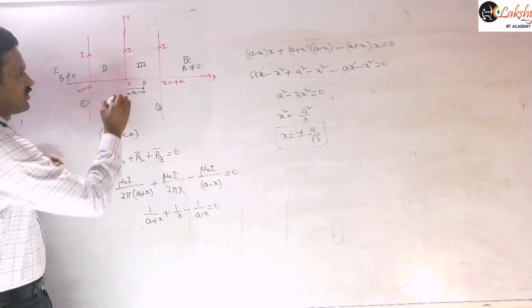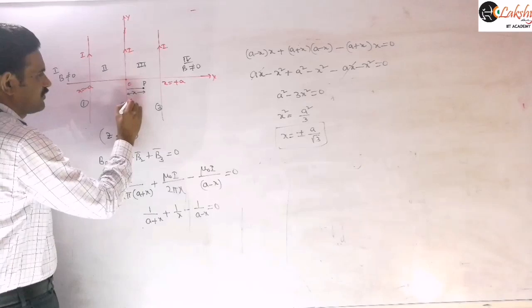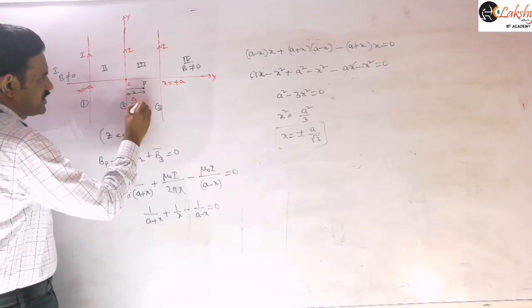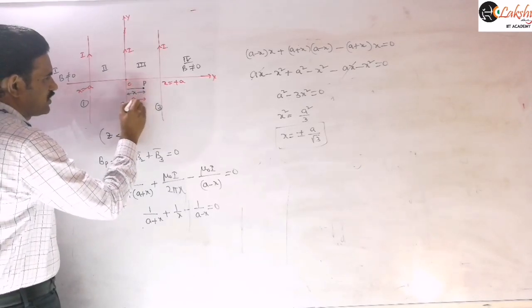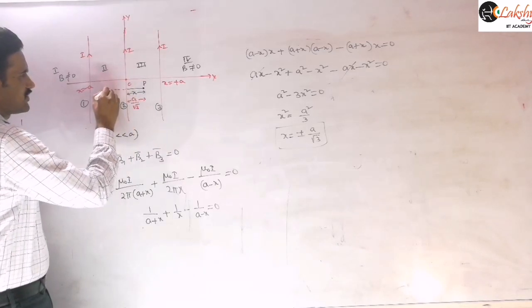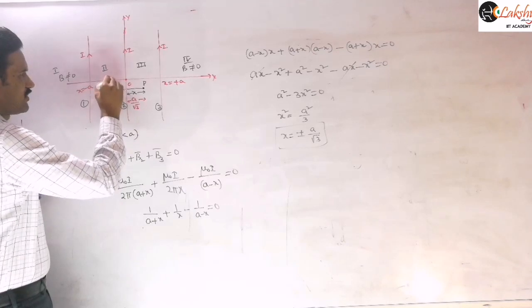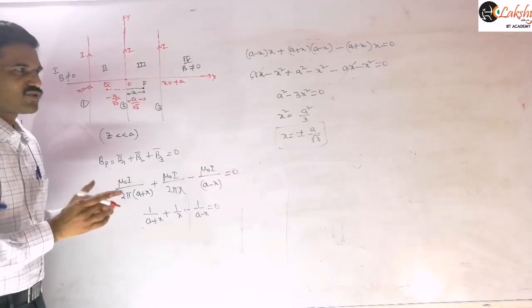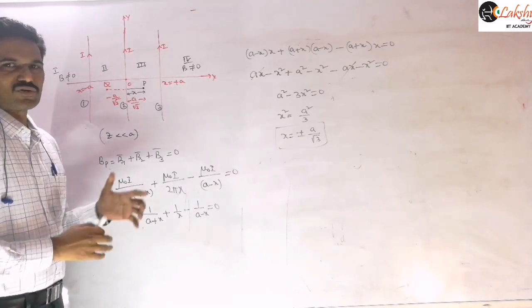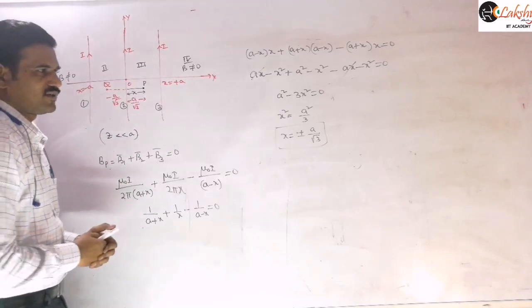That means on this side plus a by root 3, here you will get this neutral point, and on the other side you will also get minus a by root 3, this point here, let it be say point Q. So in those regions you will get the neutral points. That is the conclusion from this, right?